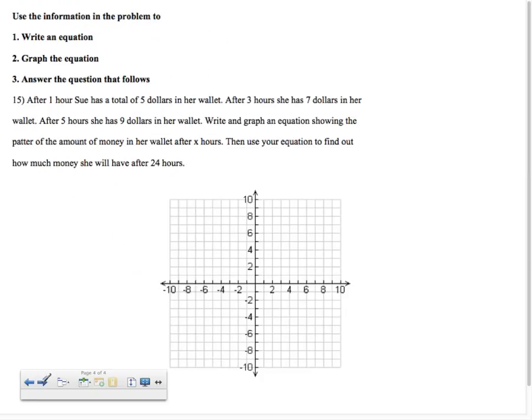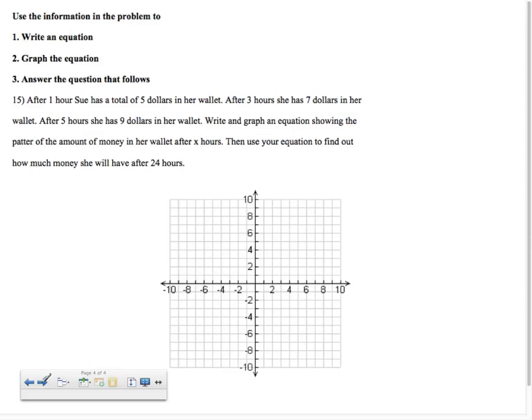The last one is the longest type of question, for good reason, because it has you do a lot. So if we read this here, we have after 1 hour, Sue has $5 in her wallet. After 3 hours, she has 7, and then after 5 hours, she has $9 in her wallet. So I think I said that first one wrong. So 1 hour, she has $5. 3 hours, she has 7, and after 5, she has 9.